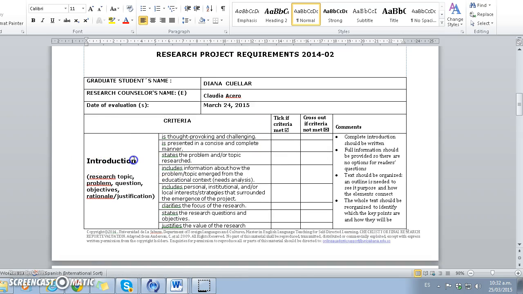Initially, I want you to make sure that you totally understand the purpose of each section of the research paper, and what the content is. Keep in mind, for example, that the introduction has some subsections in which you have to present a research topic, the problem, the research question, the objectives, and the rationale or the justification. Here you will see the criteria that we use and that you have to use to self-evaluate your paper. So it's very important that you keep that into consideration.